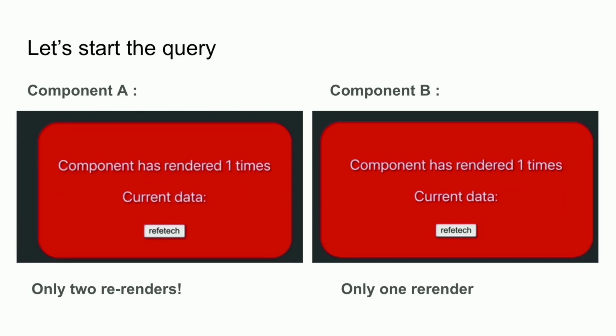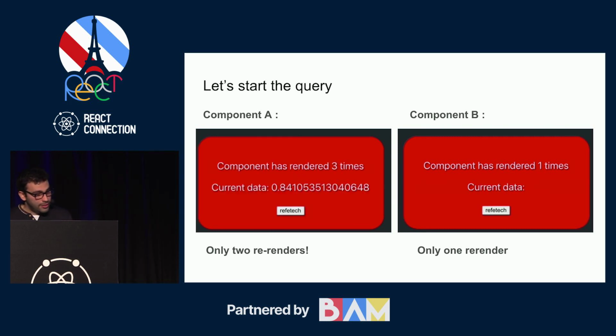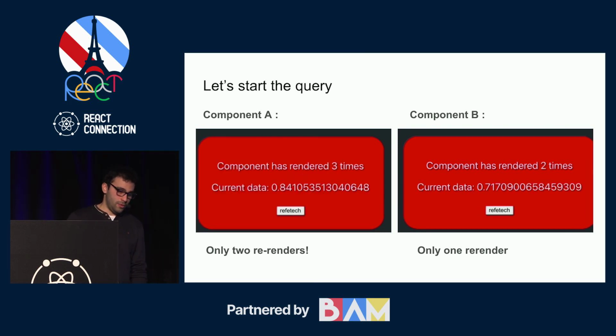So now that we have our components, let's start the query. On the left, we have component A. We will click on the refetch button, and we will record the number of re-renders. As we can see, when we fetch, we show first a loader, then the data. And we have only re-rendered twice. And this is perfect, we can't do better when we want to show a loader and then the new data. On the right is component B. Remember, component B doesn't show a loader. So when we click on the refetch button, we simply show the new data. And yes, it re-rendered just once. And again, it's perfect because we can't do better to show the new data.